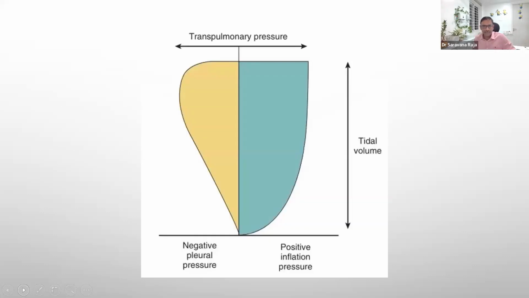Next slide. You can see from this graph the coordination between the infant as well as the ventilator. You can see the vertical axis showing tidal volume. So the magnitude of the tidal volume is from both the baby as well as the ventilator effort. You can see the horizontal axis is transpulmonary pressure. It is a sum of positive inflation from the ventilator and negative inflation from the baby. It gives the concept of the additive nature of the coordination between the baby as well as the ventilator.